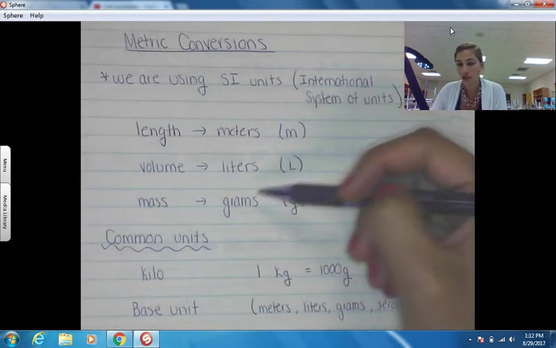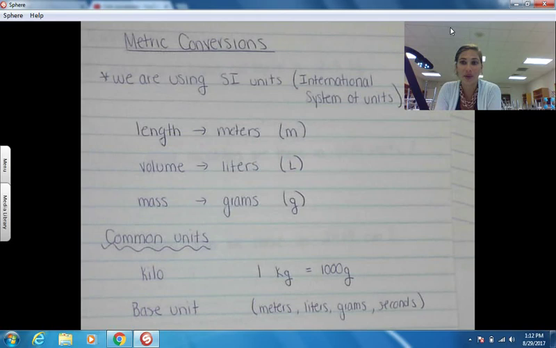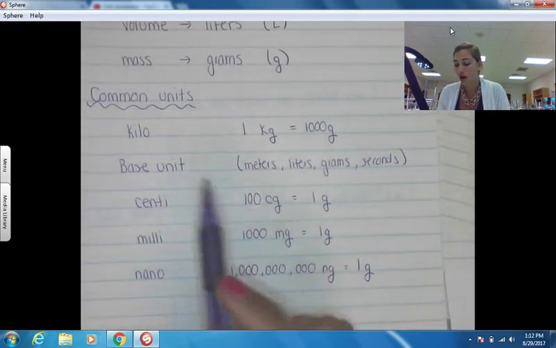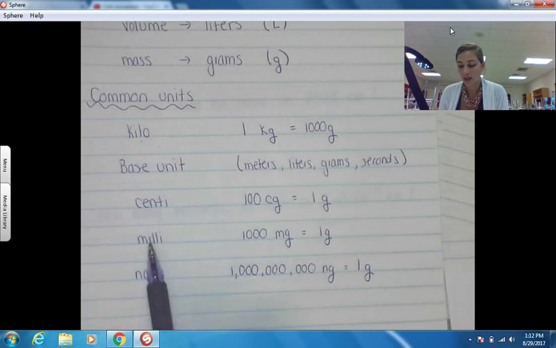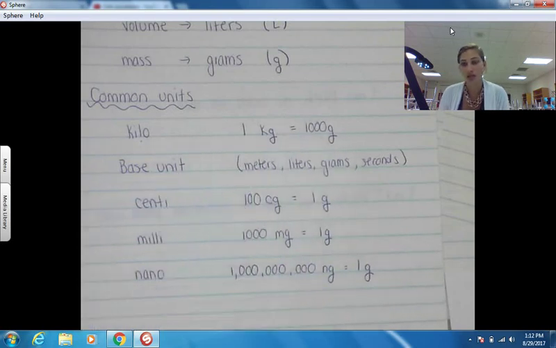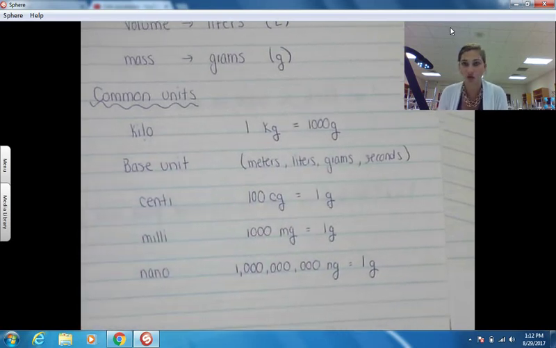These three units are going to be known as base units. We're calling them base units because they are the primary unit, and we're going to be putting in front of them different prefixes that tell us how big or small these units are. So some of the common prefixes that we need to know are kilo, centi, milli, and nano. You are responsible for knowing how many base units or how many prefixes fit into your base unit.